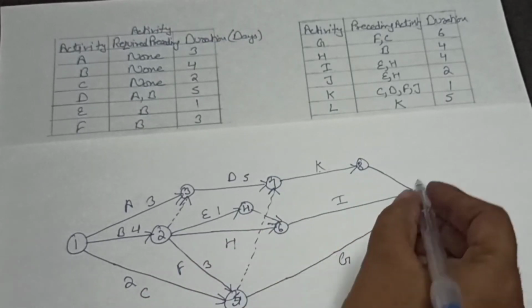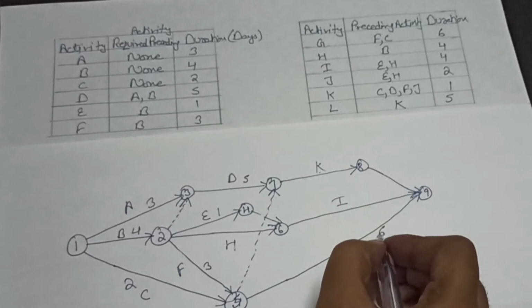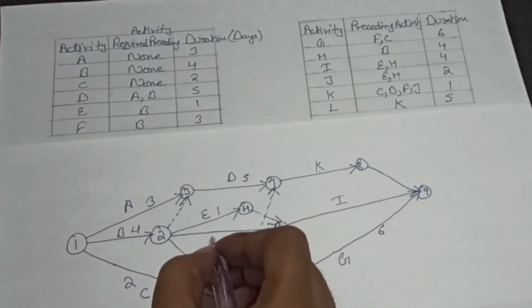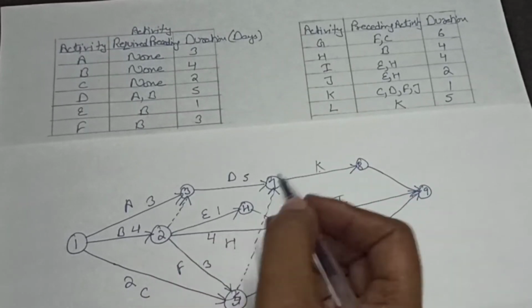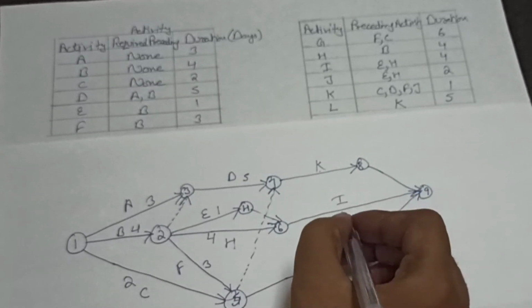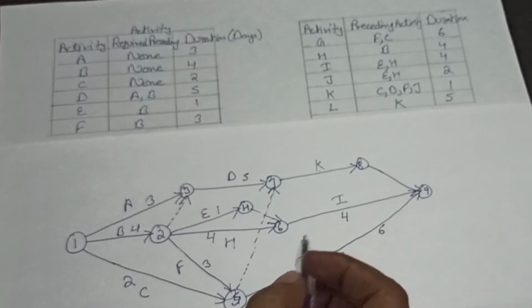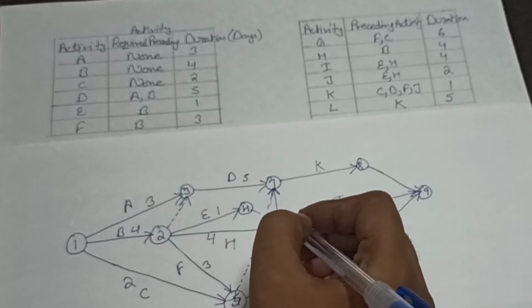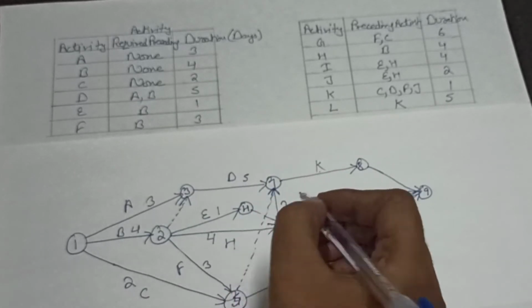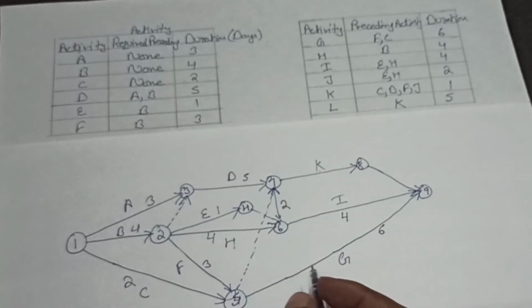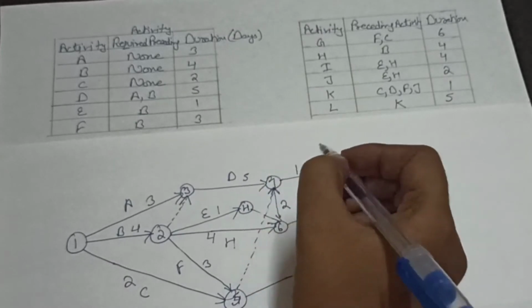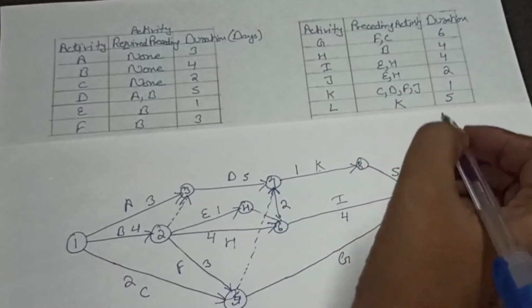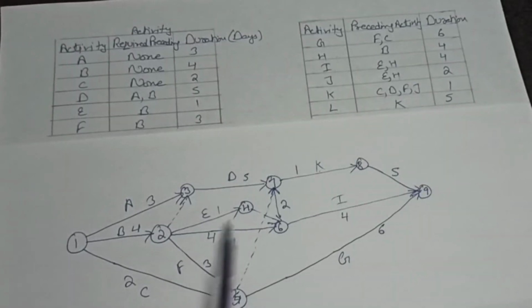For G activity, duration is 6 days. For H activity, duration is 4 days. For I activity, duration is 4 days. For J activity, duration is 2 days. For K activity, duration is 1 day. For L activity, duration is 5 days. So we have written all durations for all activities.